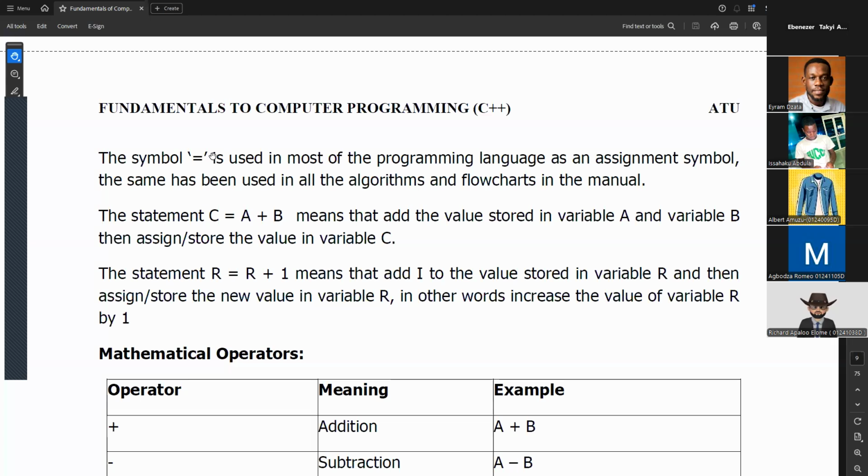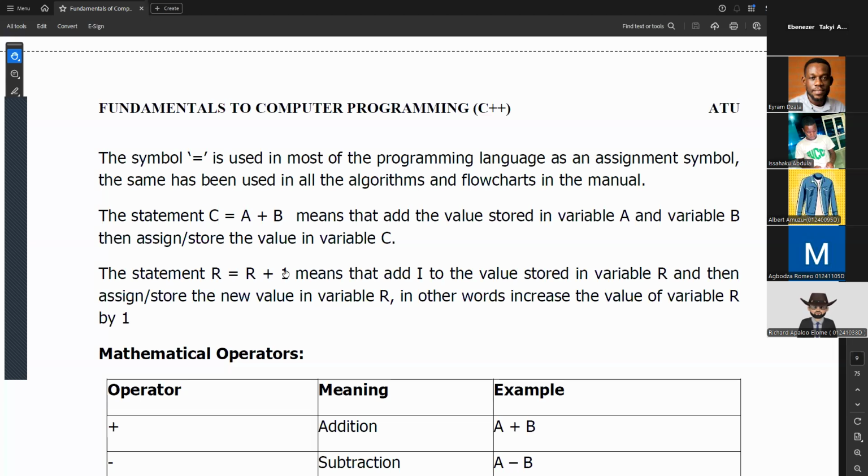The assignment operator is used in most programming languages as the assignment symbol. The same has been used in all algorithms and flowcharts in this manual. So the statement C is equal to A plus B means that add the value stored in the variable A and the variable B, then assign or store the value in the variable C.